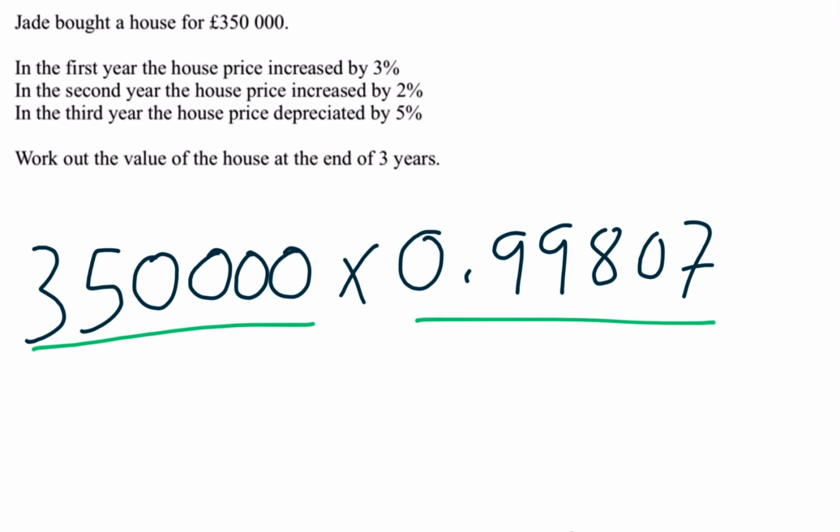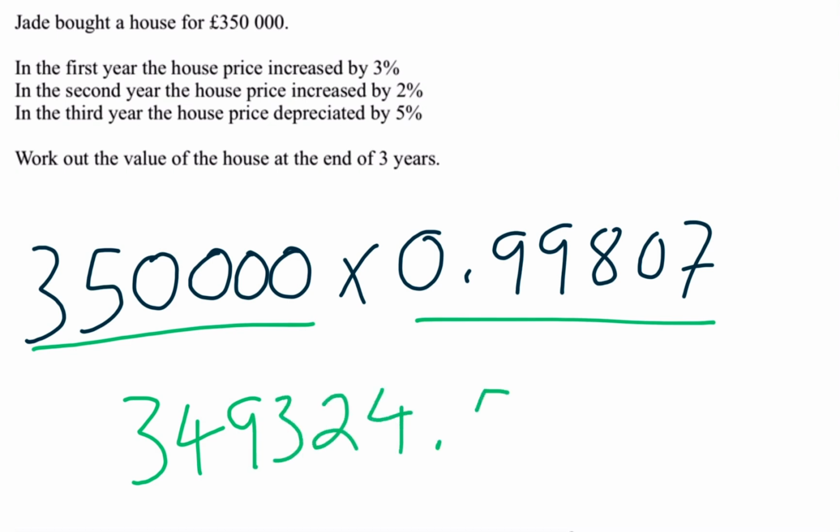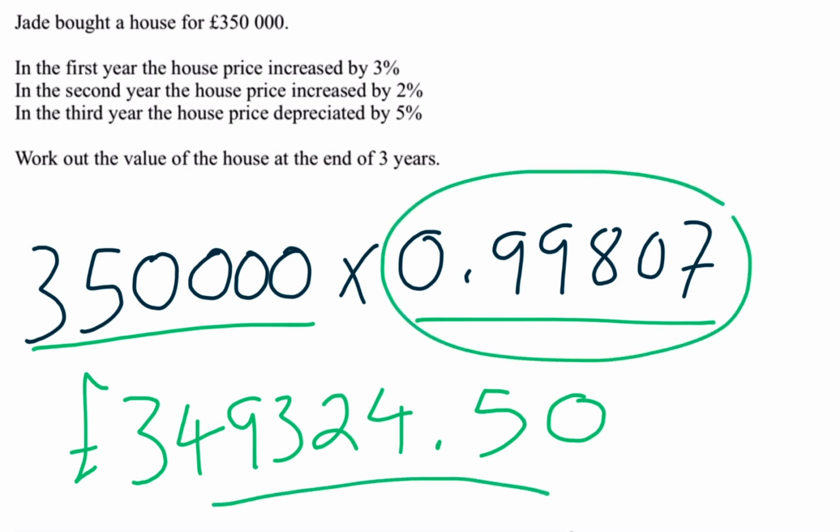If you do that on the calculator for me now, please, you get the same answer that we got when we did it the manual way. And don't forget the 0 at the end. So we get £349,324 and 50 pence, all because we focused on the multiplier.